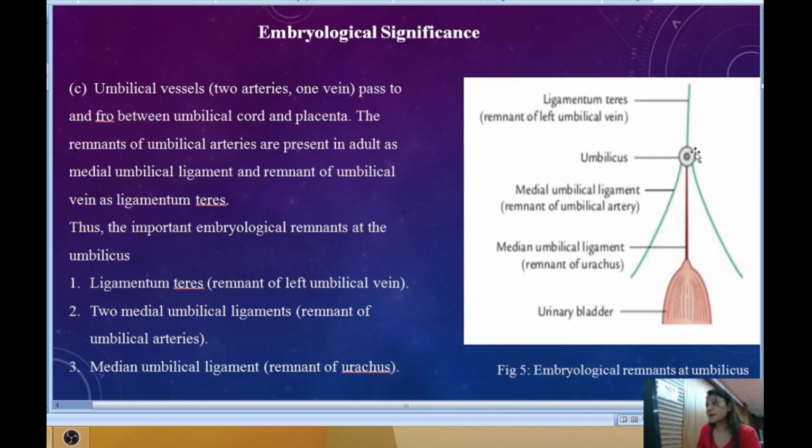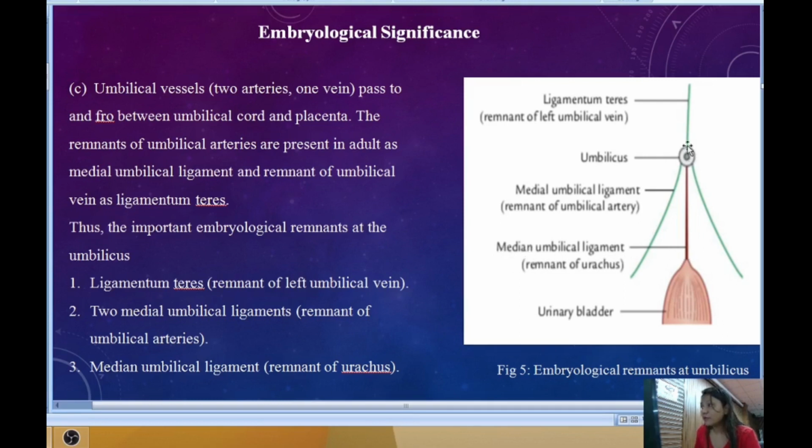Umbilical ligament. Median umbilical. Yes, very, very good. So this is the umbilicus. In the diagram you see this is the umbilicus and this is the urinary bladder. What is connecting the umbilicus and the urinary bladder is the median. Mind you, it is MEDIAN, median umbilical ligament.